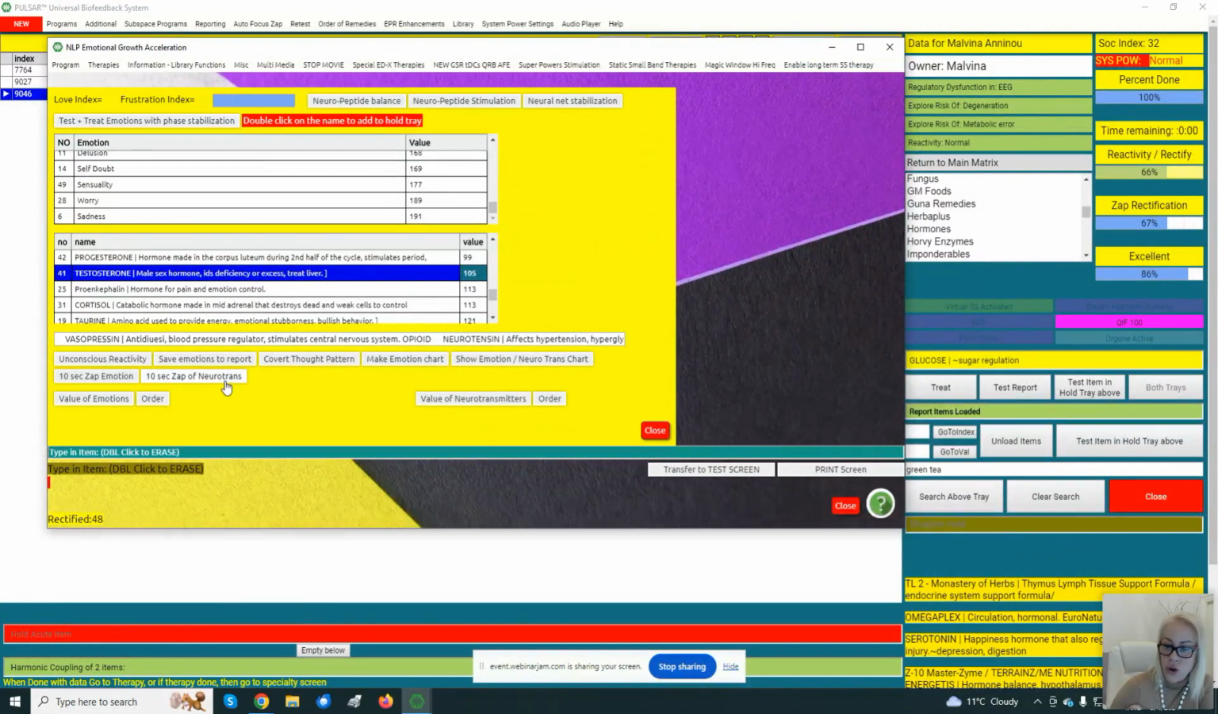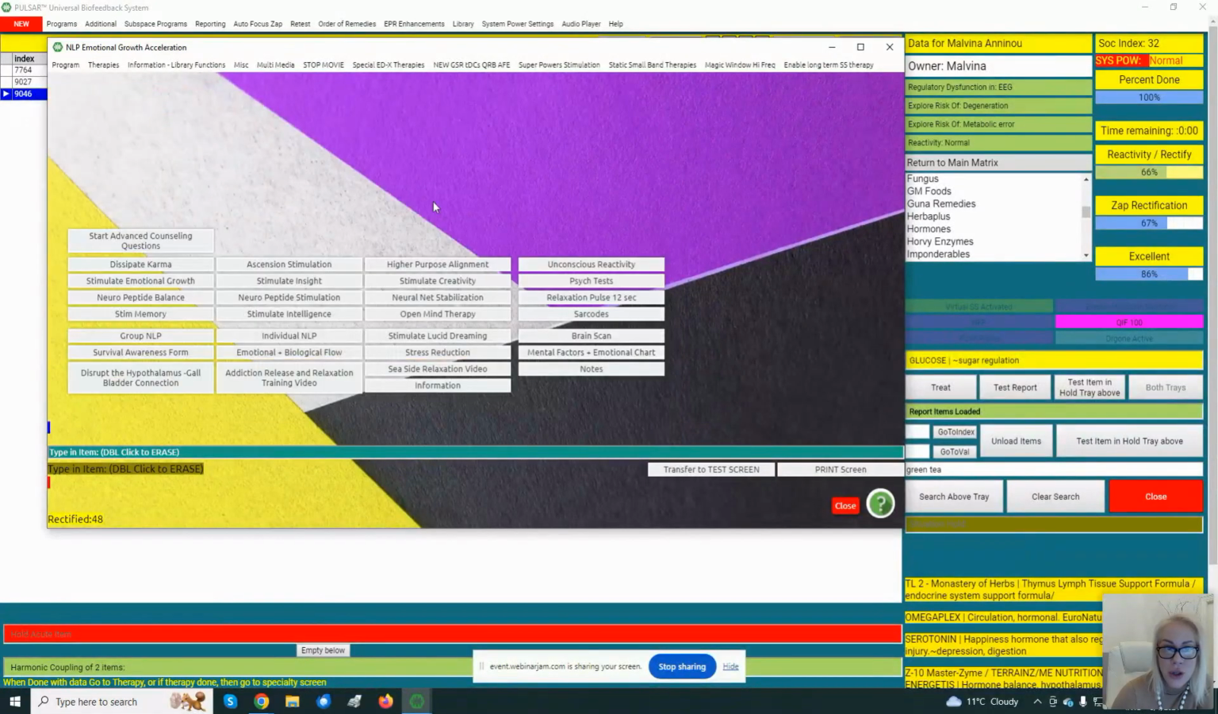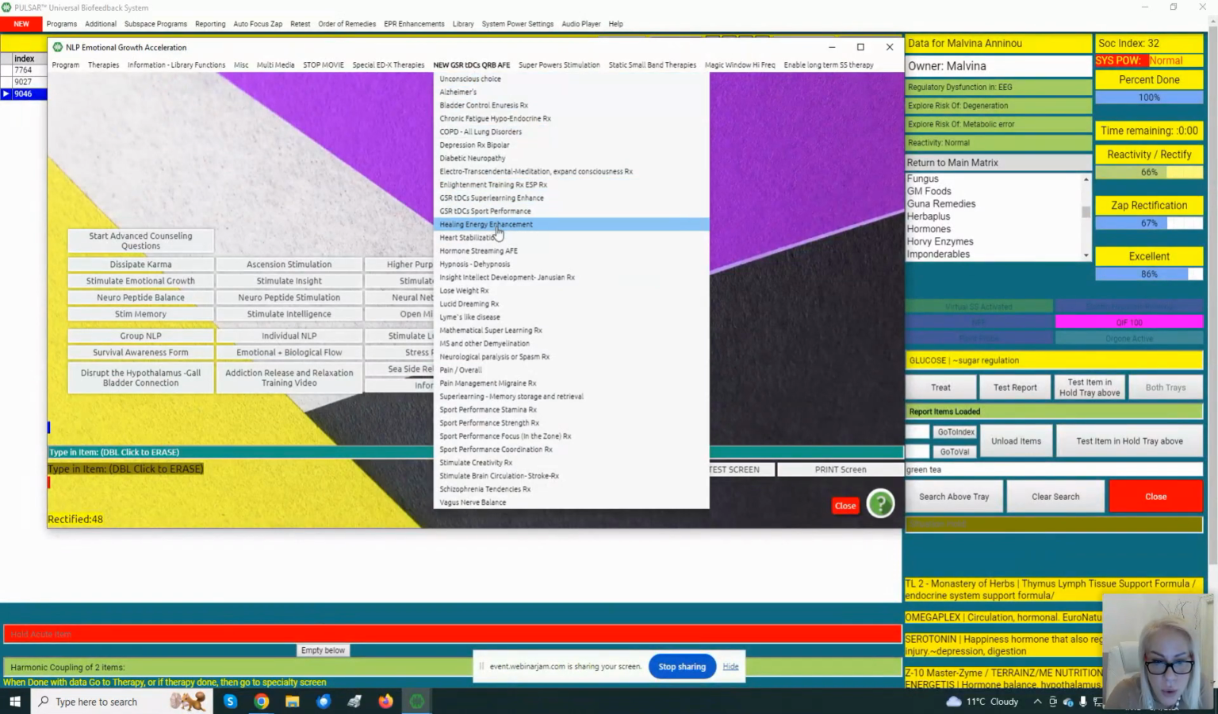I would do this over and over again till we get a good rectification. Okay. Second step, after doing that, I'd like to balance the neuropeptides, stimulate the neuropeptides, and do a neural net stabilization. This helps with the neurotransmitters and the peptides and hormonal balance. I would do all three of them till I get a good rectification. And closing this, I would go directly to hormone streaming.